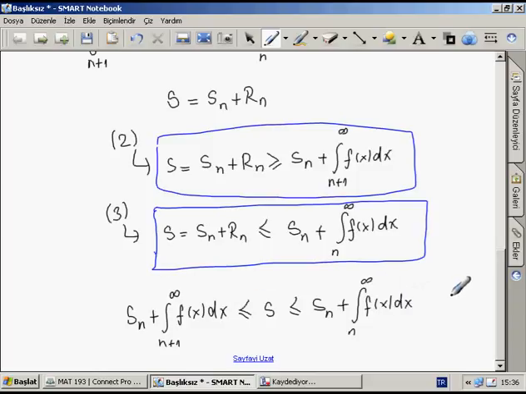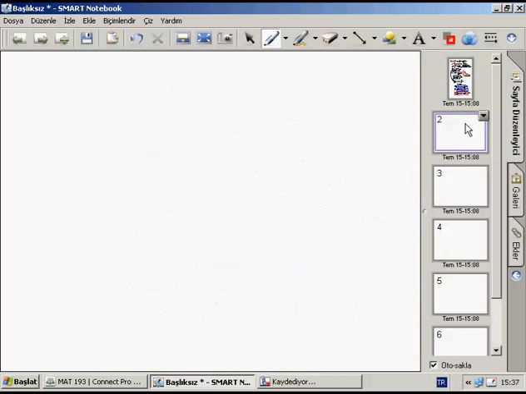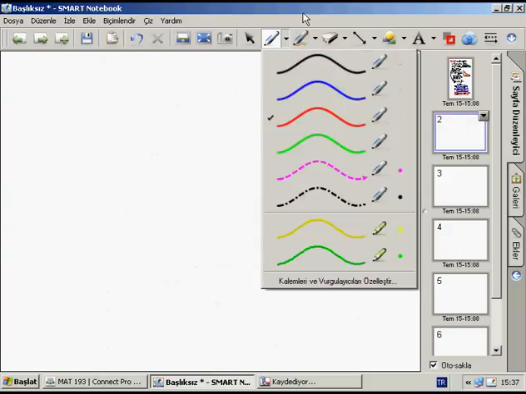This, maybe we can call the fourth inequality. This gives an upper and lower bound on the actual value of the series. We could then use an estimate of the actual value of the series, the average of the upper and lower bound. Let's work an example to understand this upper and lower bound of the summation exactly and clearly. Let's go to the other page. Example.